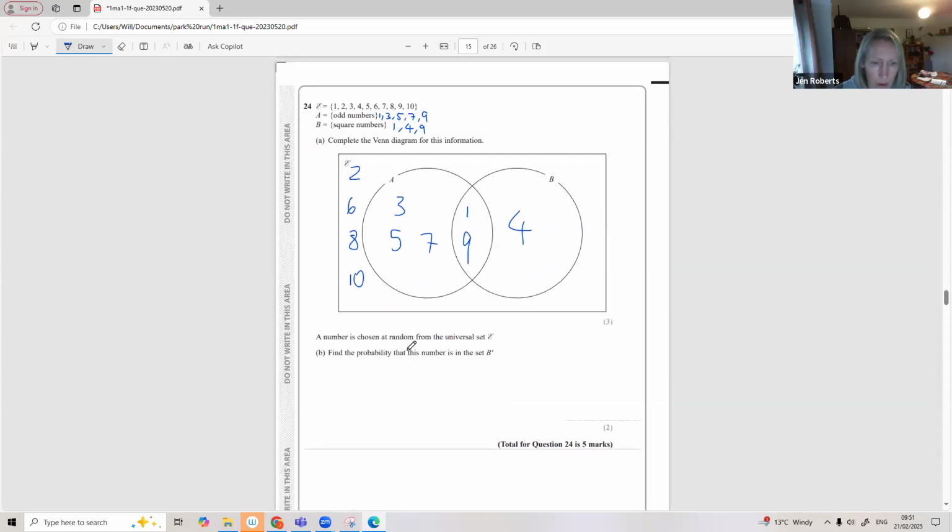Find the probability. All right, a number is chosen at random from the universal set. Find the probability this is in the set B dash. That means not B. So the circle here represents everything that's in B. How many numbers are not in B? 1, 2, 3, 4, 5, 6, 7, out of 10 numbers altogether.